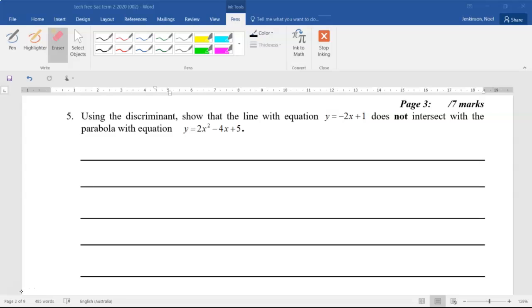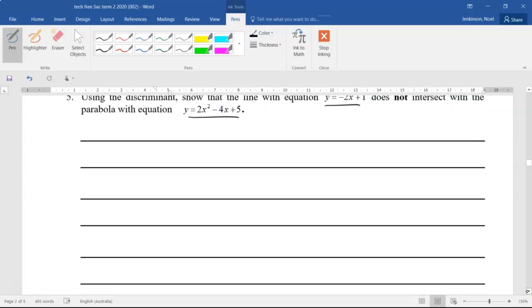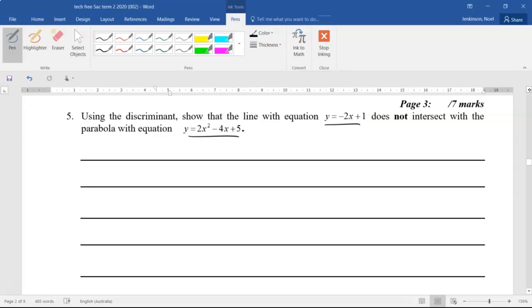Tech-free SAC solutions. I've got a straight line here and a parabola. Just checking how much space I've got. I've got a bit of space, but it looks like a long question, so I'm going to make sure I work on the left-hand side in case I need to divide it in half.